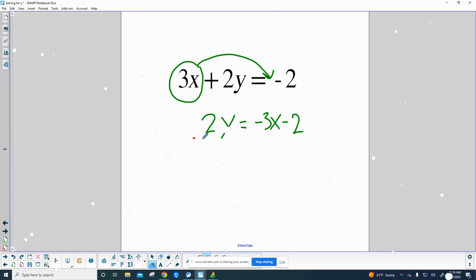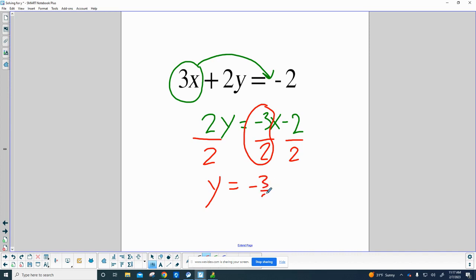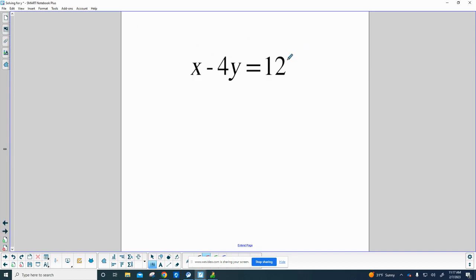Now the next step is just to divide everything by 2, so that we get y by itself, and then to do that we just end up with y equals, we write this part as a fraction because that's how slopes are written, negative 3 over 2x, and then negative 2 divided by 2 is negative 1. So there is our slope-intercept form equation that you can now graph if you were trying to graph a system of equations.